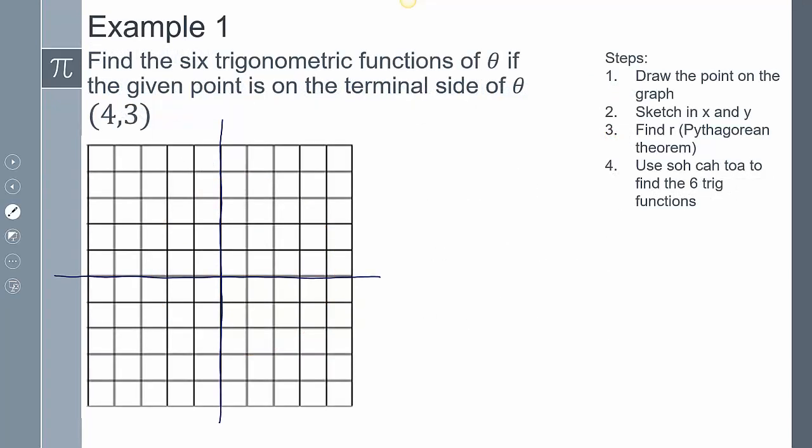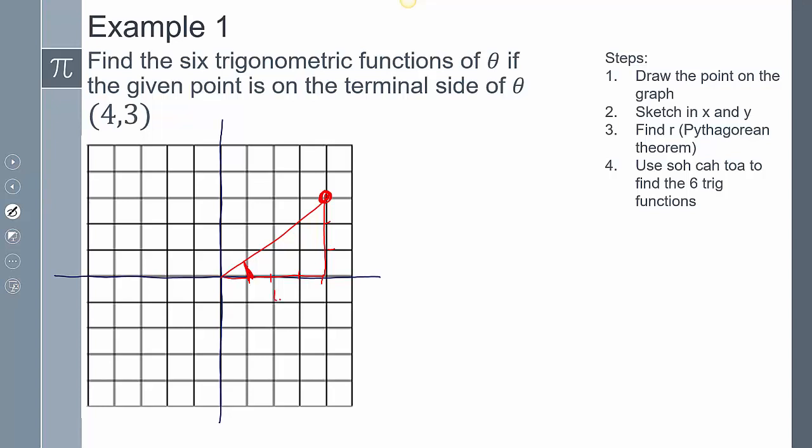So it says, first example, let's find the 6 trig functions of theta if the given point is on the terminal side of theta. So plotting this, 1, 2, 3, 4, 1, 2, 3. So here's my point. Now drawing this out, this right here is going to be my reference triangle, and here is going to be theta, or my reference angle. In this case, theta and my reference angle are the same thing.